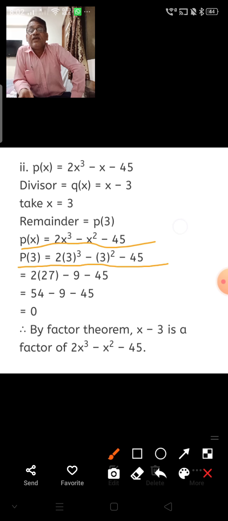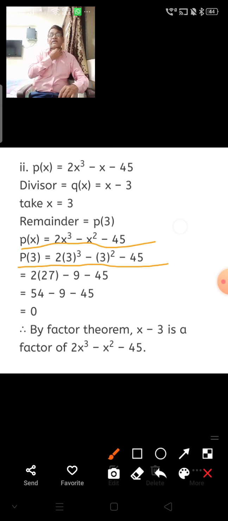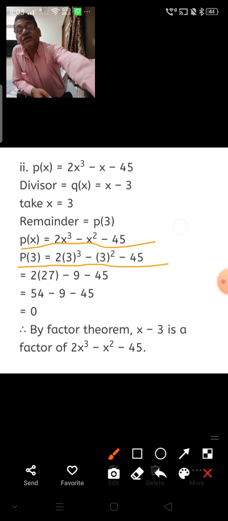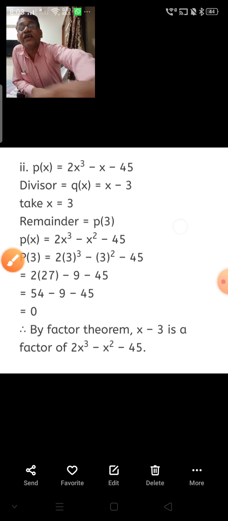Then what do we say? By the factor theorem, x minus 3 is a factor of 2x cube minus x square minus 45, right? In this way you can say that x minus 3 is a factor of 2x cube minus x square minus 45, right? Now come to the next one.